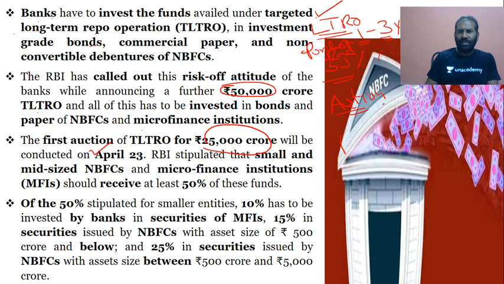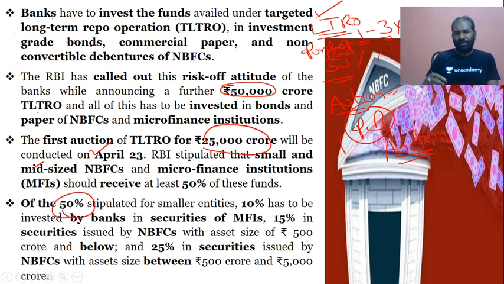What is the auction here? Again, it is purchasing the bonds. Please understand, it purchases through auction, and this auction will be on April 23rd, and then it is for the small and mid-size NBFCs, and then the rest 50%.